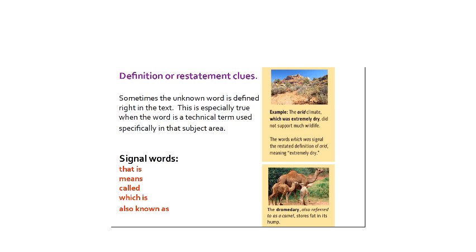For example, there's a picture over here. The arid climate, which was extremely dry, did not support much wildlife. The word which was signaled the restated definition of arid, meaning extremely dry. Also, there's another example. The dromedary, also referred to as a camel, stores fat in its hump. The also referred to is a signal that there's a restatement or definition.